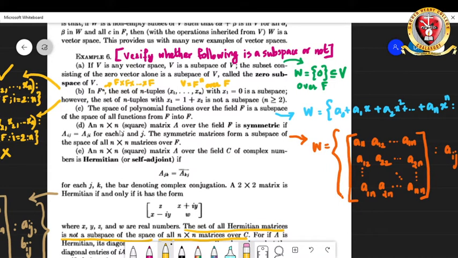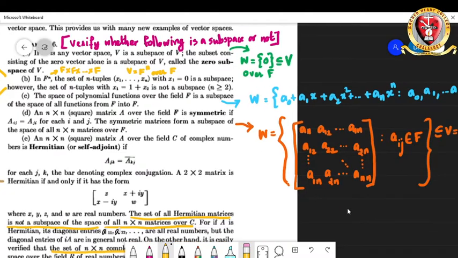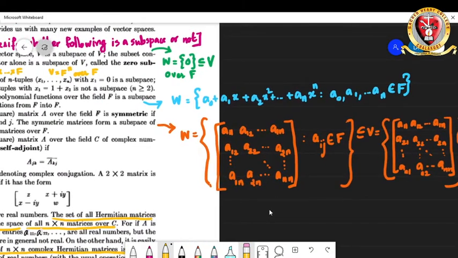Then the fourth example is we are taking the vector space to be the set of all n by n matrices over a field F. That means the entries are coming from F, and all the scalars are coming from F. Then the subspace we are given is the set of all symmetric matrices from among the n by n matrices. So you know that symmetric matrices are of the form like this, right?